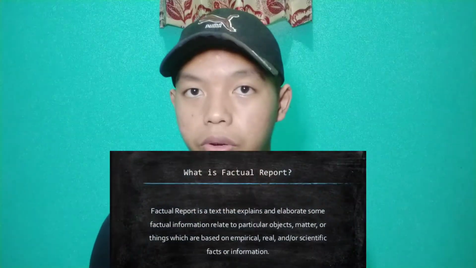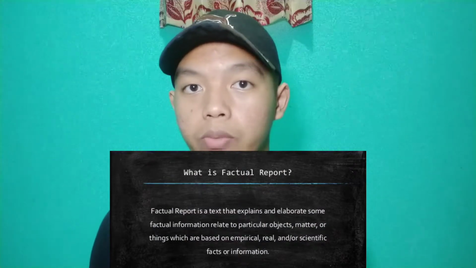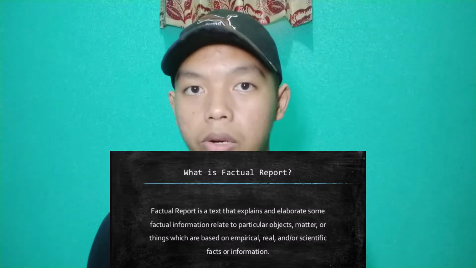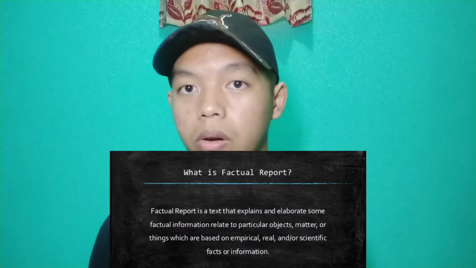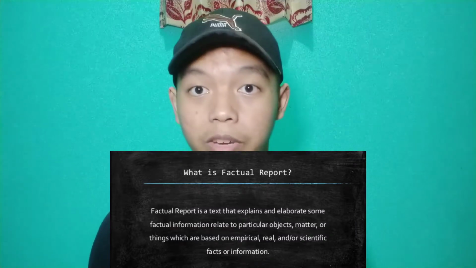Okay, first things first, what is a factual report? A factual report text is a text that explains and elaborates some factual information related to particular objects, matters, or things which are based on empirical, real, and/or scientific facts or information.